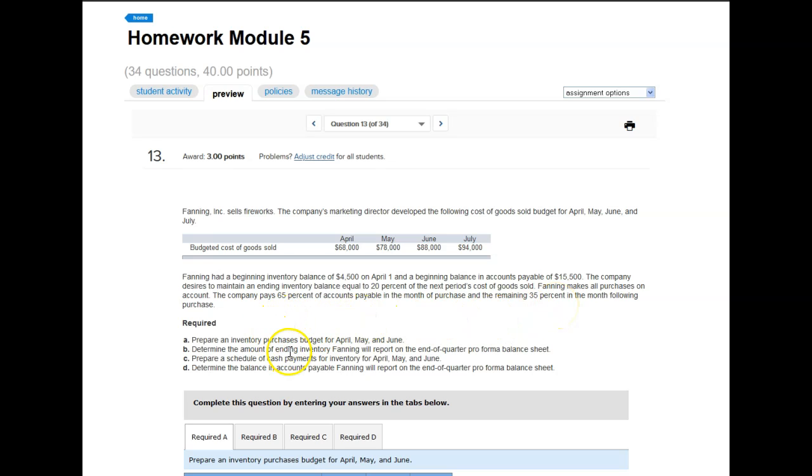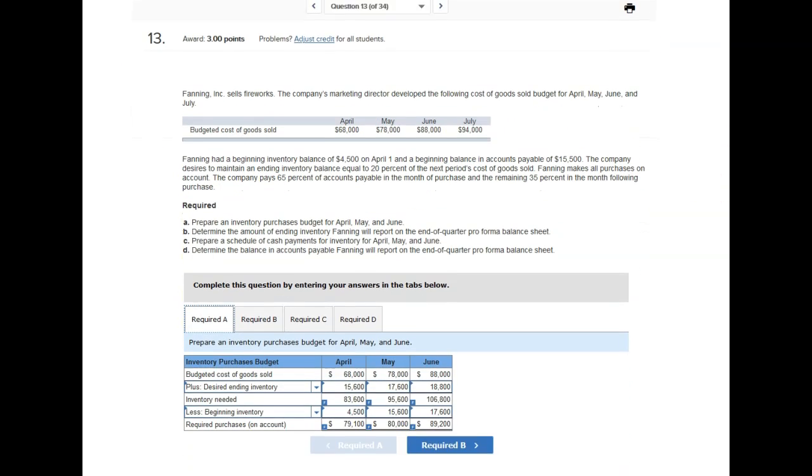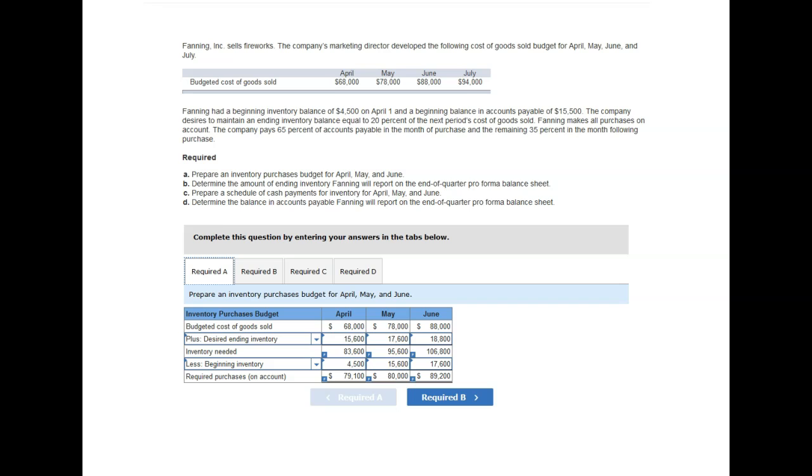Alright, so Part A. Prepare an inventory purchases budget for April, May, and June. They give us numbers for July because we need that in the computation, but really we're going to work with just these three months for the second quarter. Okay, so here's Part A. Let's see where we get all these numbers.